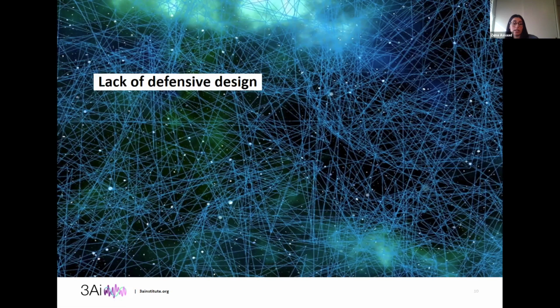Lack of defensive design. This is really about ensuring a system has a means of self-checking or detecting errors and including features to handle those errors. So with current manned flight, we rely on pilots to handle those errors. We rely on them to be able to understand, interpret, and act on any errors that come up. But how do we translate that to unmanned aircraft?